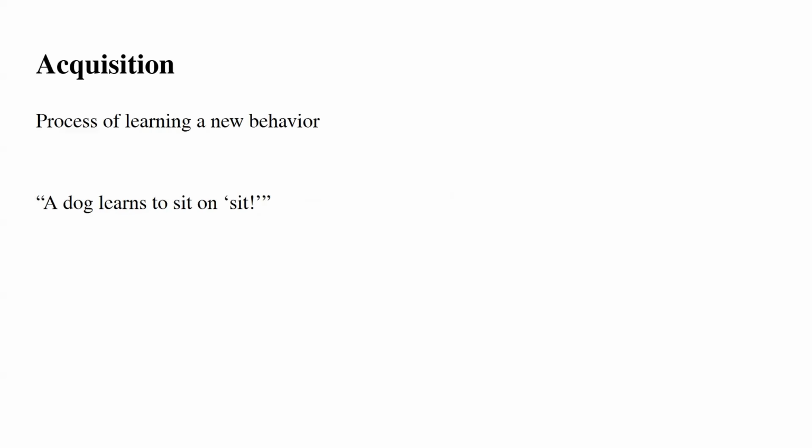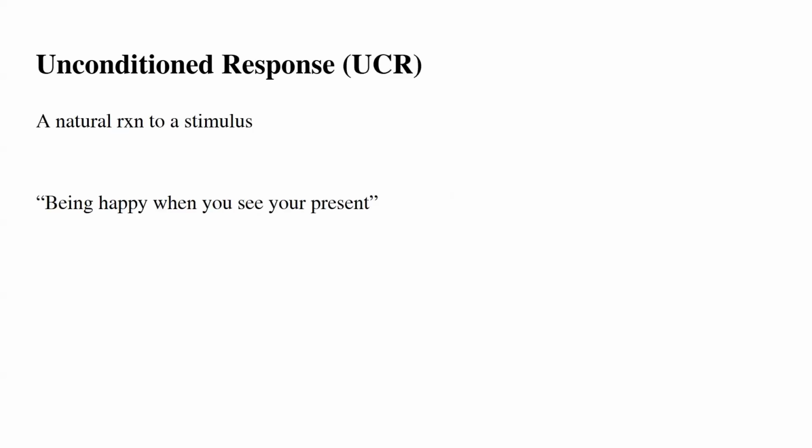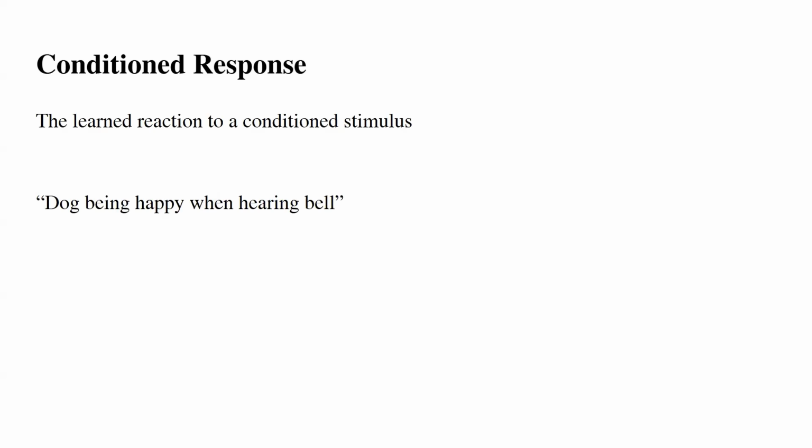Acquisition is the process of learning a new behavior. A neutral stimulus is something that doesn't naturally cause a response. An unconditioned stimulus is a stimulus that causes a natural response. An unconditioned response is a natural reaction to a stimulus. A conditioned stimulus is a stimulus causing a response along with an unconditioned stimulus. A conditioned response is the learned reaction to a conditioned stimulus.